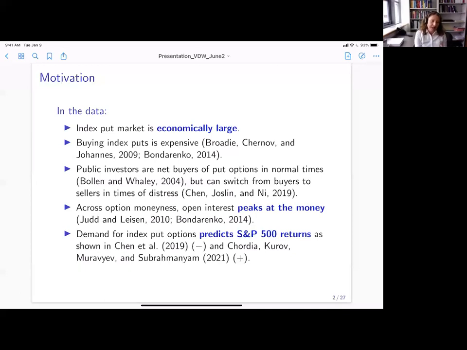Then the third fact is that public order flow in this market is dominated by buyers, and market makers on average are net short. It has also been shown in the literature that public investors can switch from being net buyers to being net sellers at times of economic distress. The fourth fact is about what we call the open interest curve. Across option moneyness, open interest peaks close to at-the-money contracts. And this is, again, something that I will also show you, but has been emphasized in these works here by Jude and Lyson and Bondarenko. And again, it's been puzzling for the models to explain.